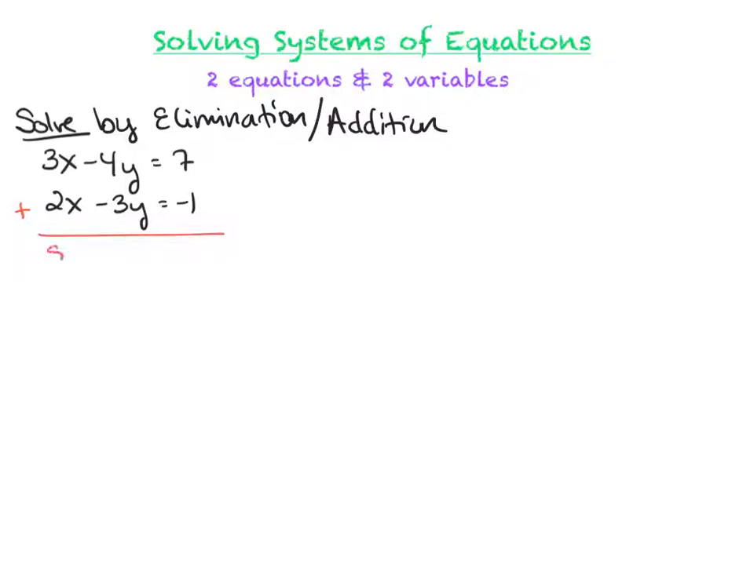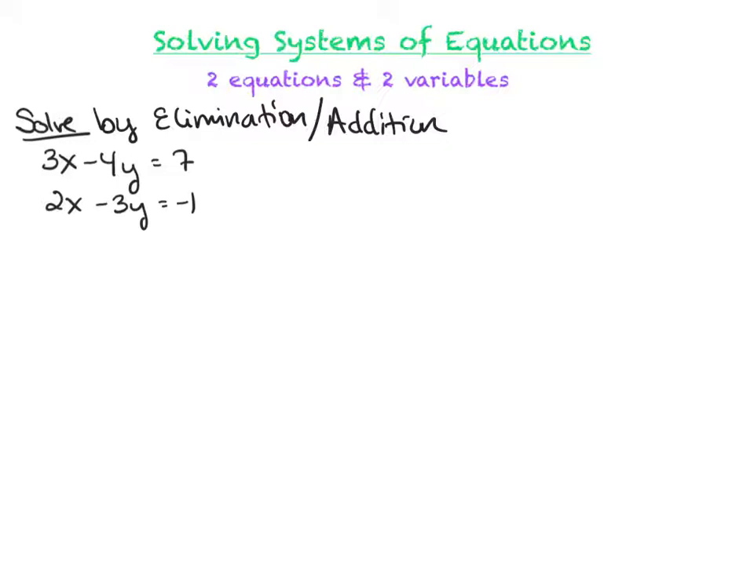3x plus 2x makes a 5x. 4y minus 3y, negative 4y, sorry, minus 3y makes a negative 7y. And 7 minus 1 makes 6, which I don't care so much about because the 5x wasn't a 0x and the 7y wasn't a 0y. So we're going to try to find a number, or sometimes two, that we multiply by the one equation and/or the other equation to make the x's or the y's add to 0.